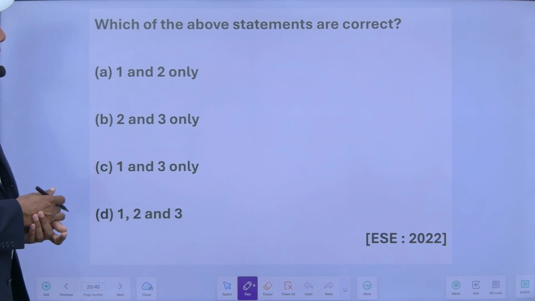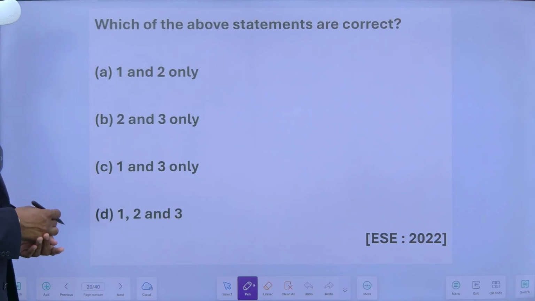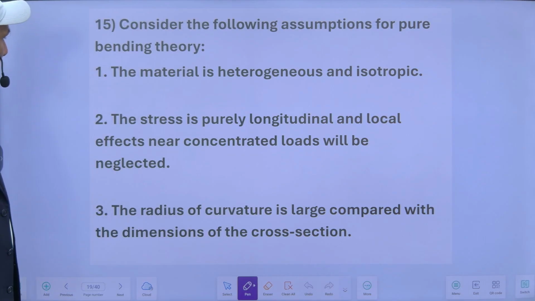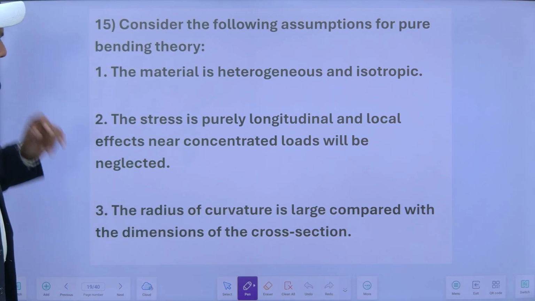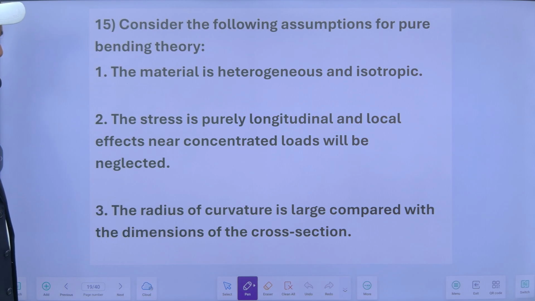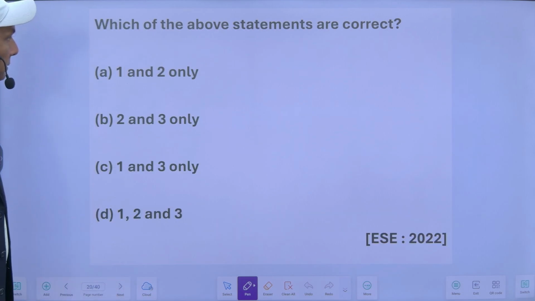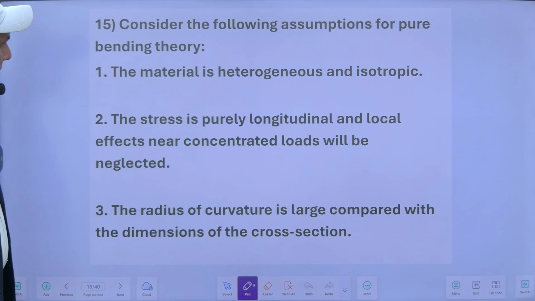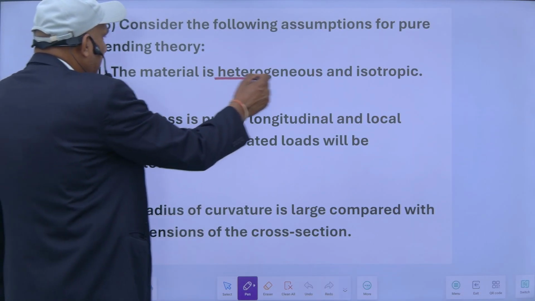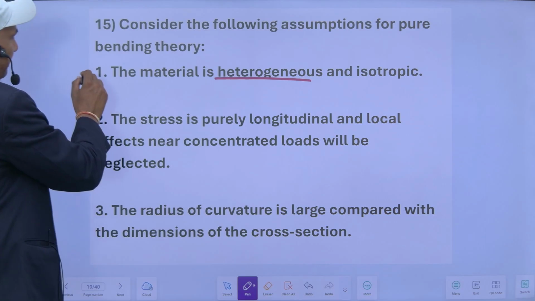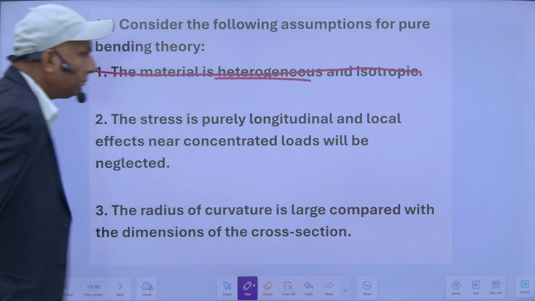Which one of the above statements are correct? Consider the following assumption for pure bending theory. The material is heterogeneous. So the correct statement means it is not heterogeneous, it is homogeneous. So this one is wrong.